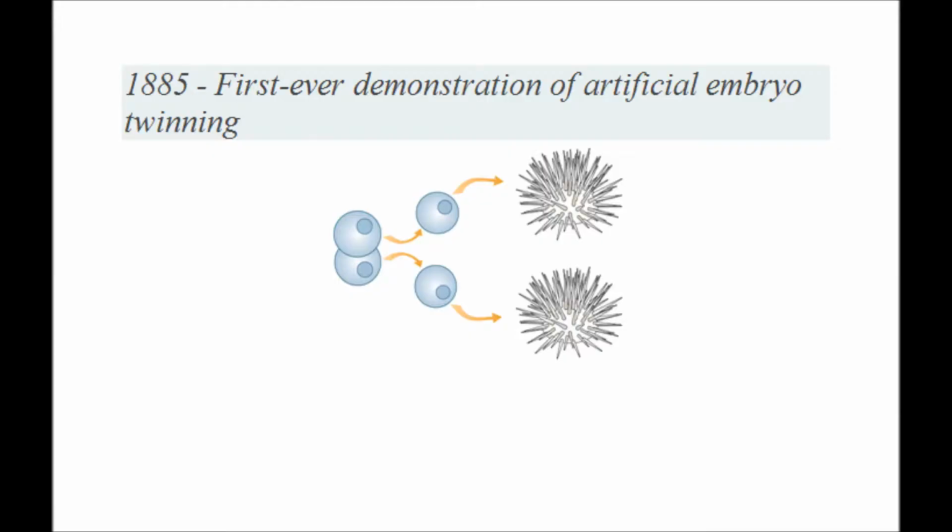This experiment showed that each cell in the early embryo of a sea urchin has its own complete set of genetic instructions and can grow into a full organism. Once separated, each cell grows into a complete sea urchin.